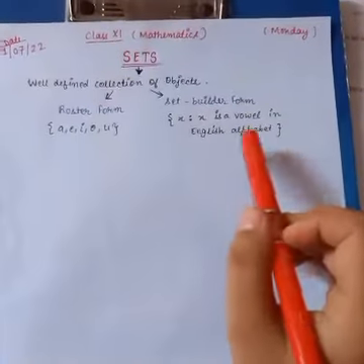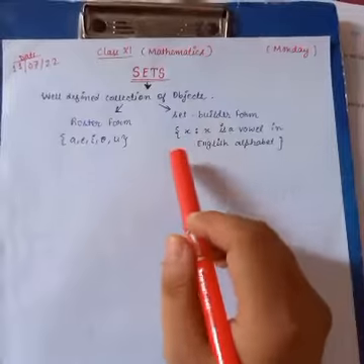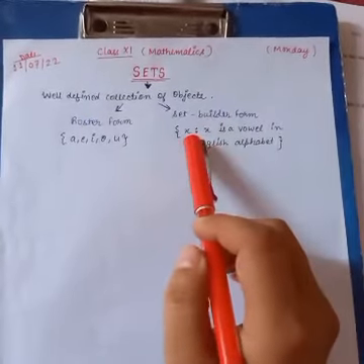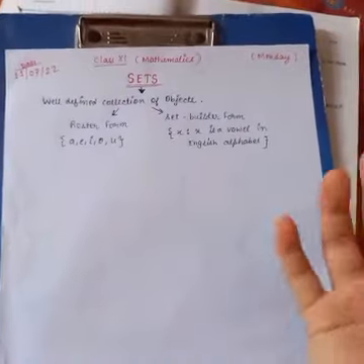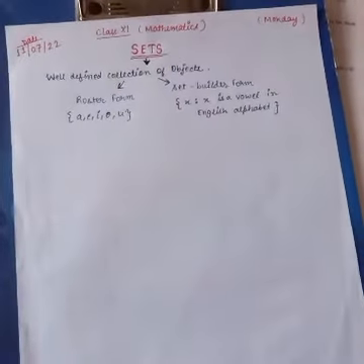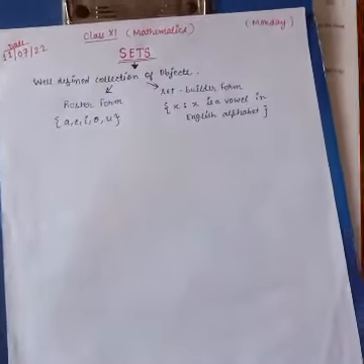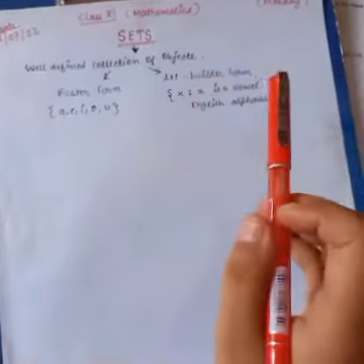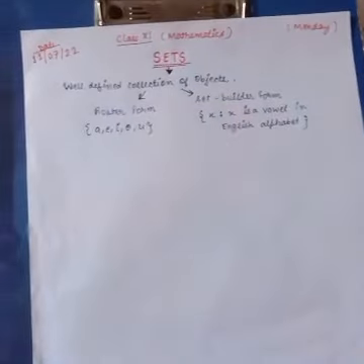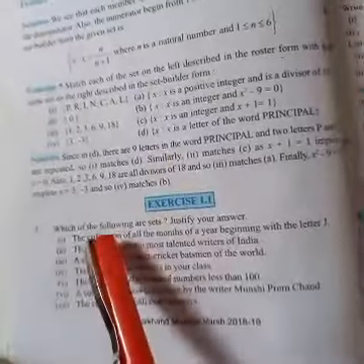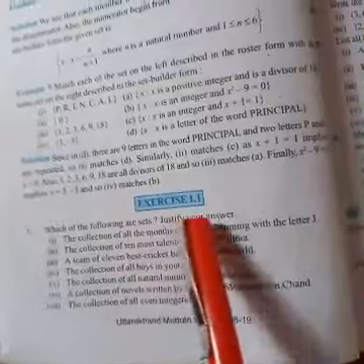And in the set builder form, we represent the set as a variable and we define it in a line or in a statement. We can also develop a set in the roster form from the set builder form and vice versa. So we will be doing the first exercise, which is exercise 1.1. Question number 1 says, which of the following are sets? Justify your answer.